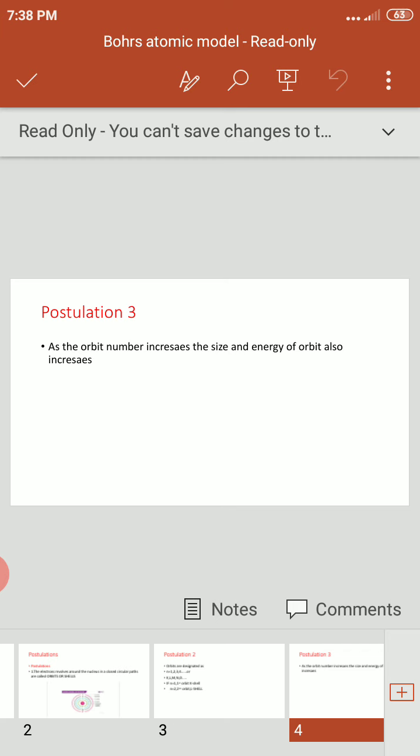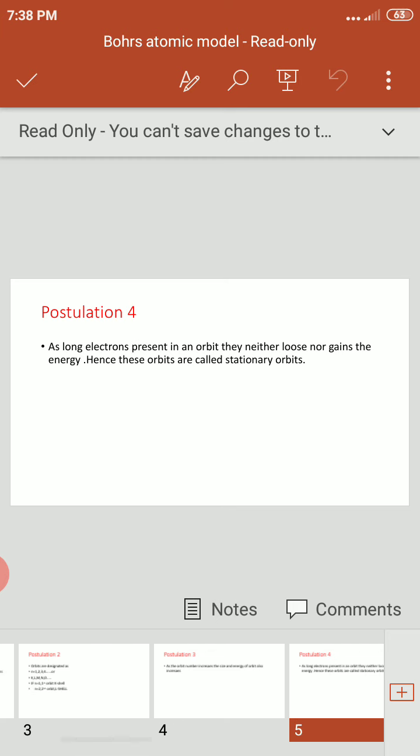That is the third postulation of Bohr's atomic model. And next one, this postulation is very, very important. As long as electrons are present in an orbit, they neither lose energy nor gain energy.